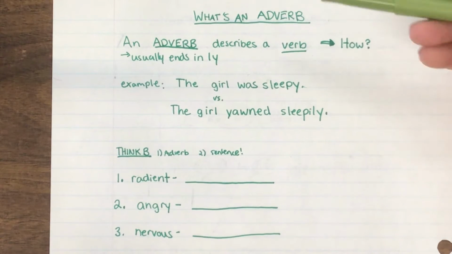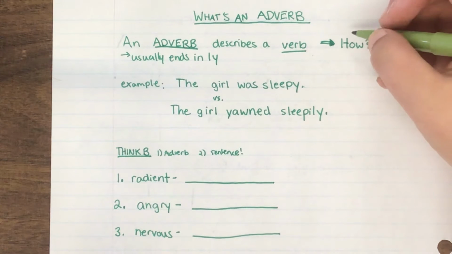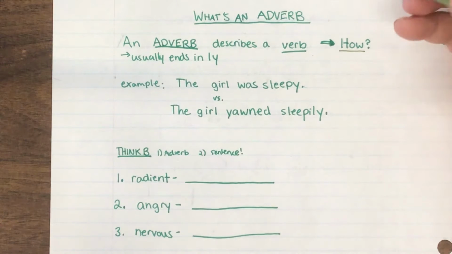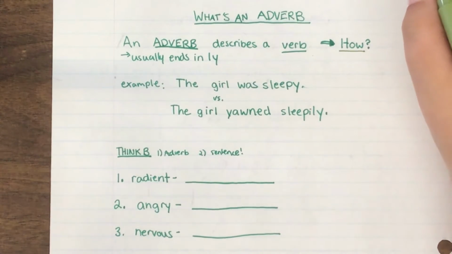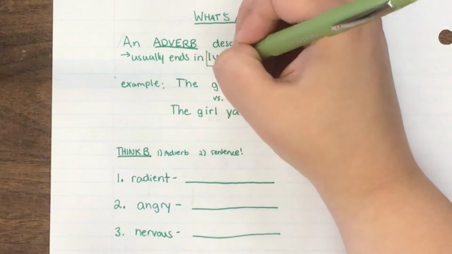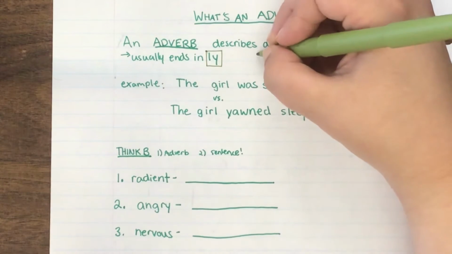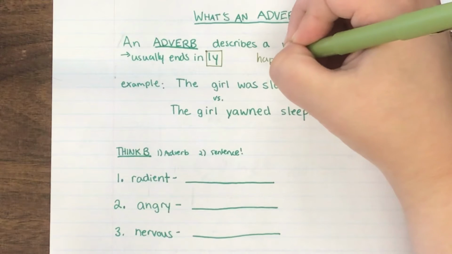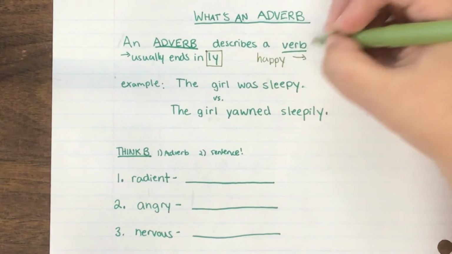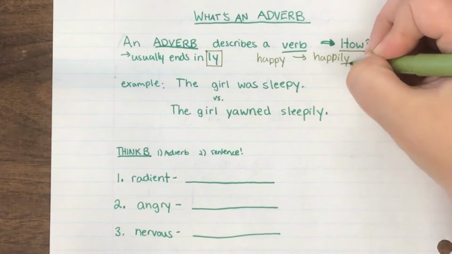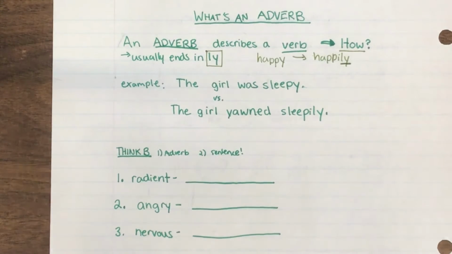It answers the question, how? So for example, if you ever see a sentence and you find yourself asking, how did the verb happen? The adverb is going to give you the answer. Another clue to tell you it is an adverb is most adverbs end in ly. So for example, if you have a word like happy, if I change that to happily with the ly, it usually becomes an adverb.